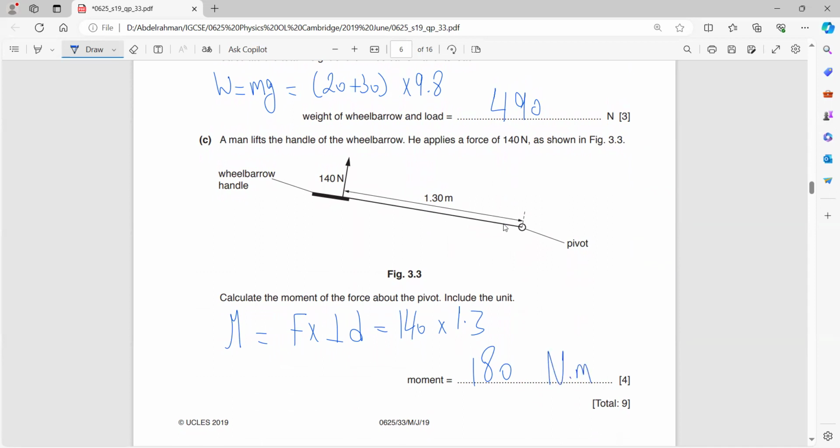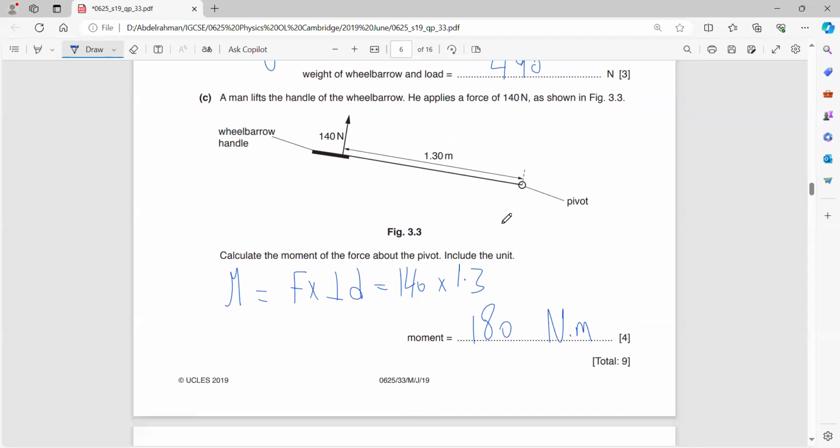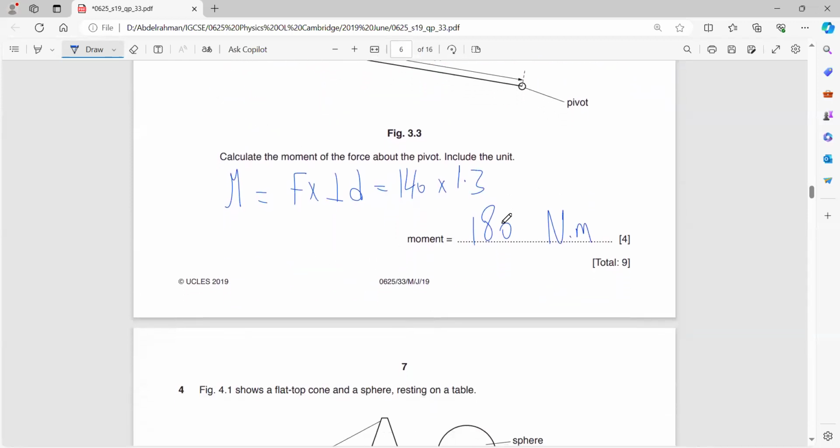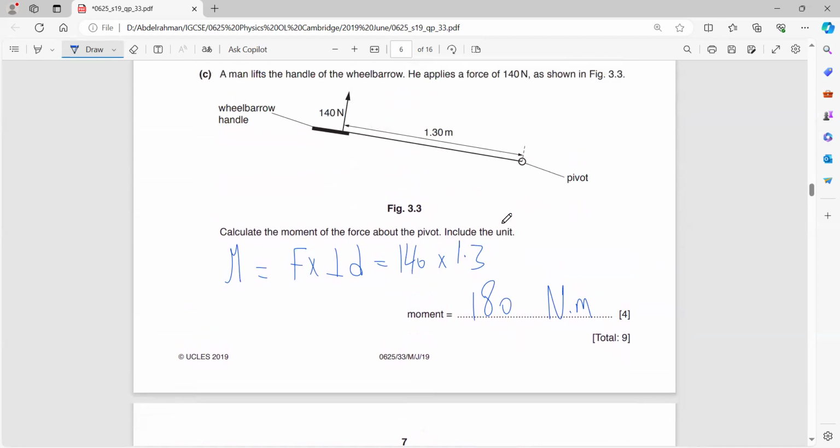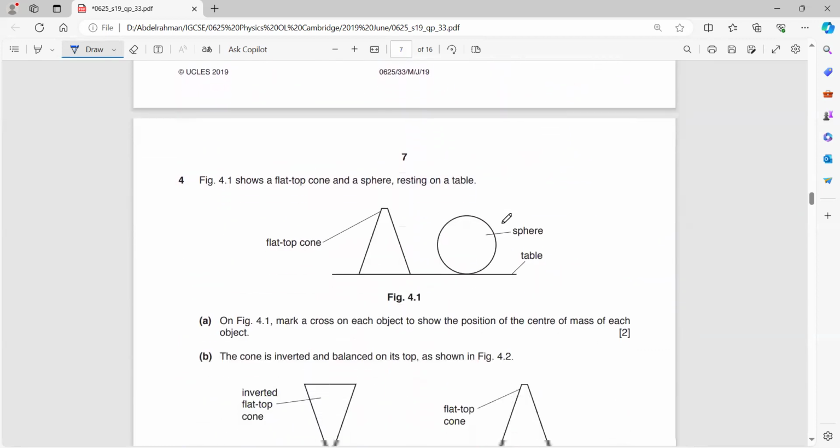Be careful, there's a huge difference. If you write down newton per meter, that's wrong. It is newton dot meter or newton meter. If it was in centimeters, newton centimeter. Sir, it should be 182, not 180. 182, okay. Yes. Next question.